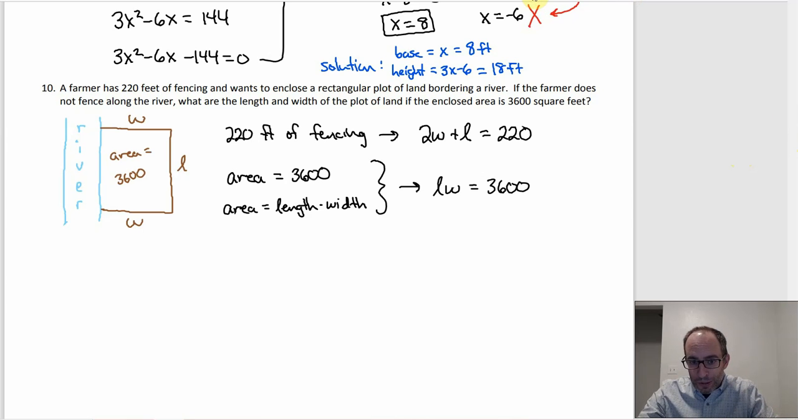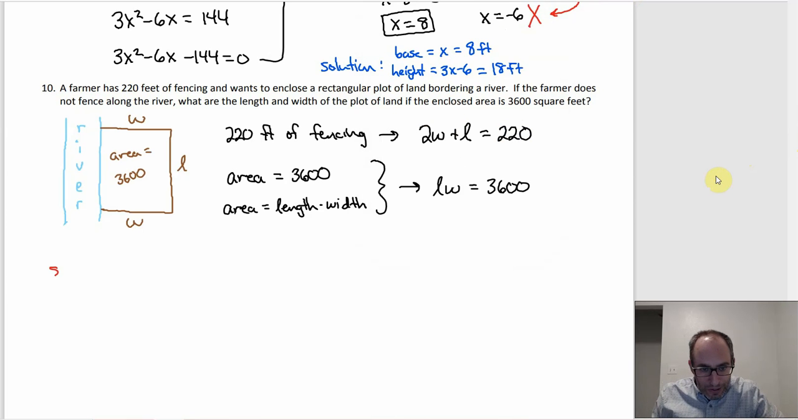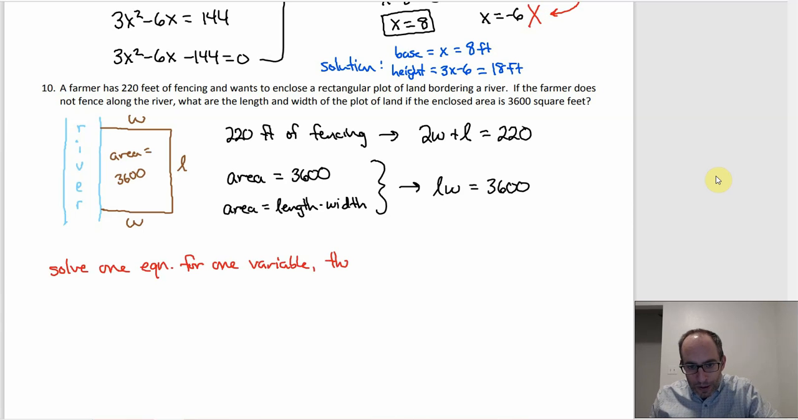So what we're going to do, and I guess I can put this maybe in red, is we're going to solve one equation for one variable, then sub into the other equation. And the easiest one to solve for one variable is the first one, to solve for L, right? Because the L has a coefficient of 1 already.